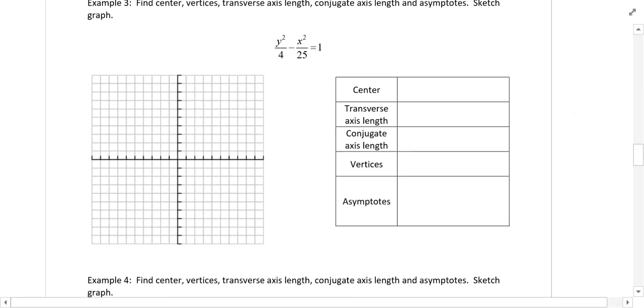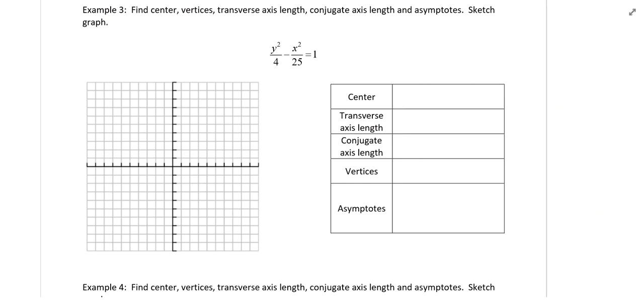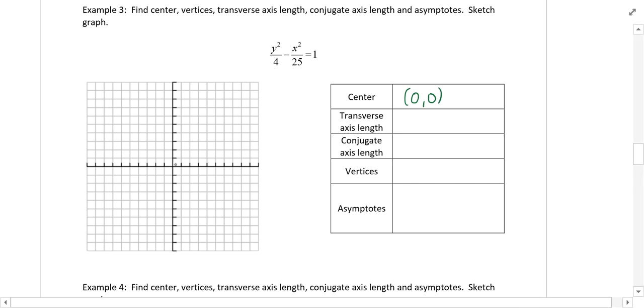All right, so find the center, vertices, transverse axis length, conjugate axis length, and asymptotes. Sketch the graph. So I'm going to do the same pieces of information. I have a 0, 0, so I haven't had any that are translated yet. Now here I'm going up, notice this square root of 4 is 2. That's going to give me that 5. Now, that's with the y squared. So that's why I'm going up and down 2.